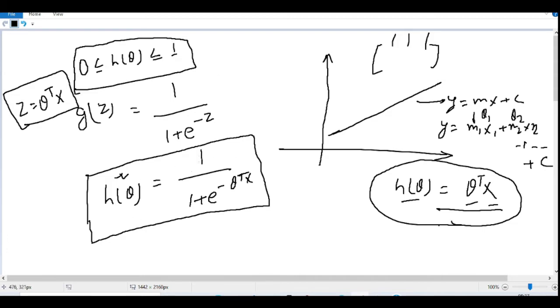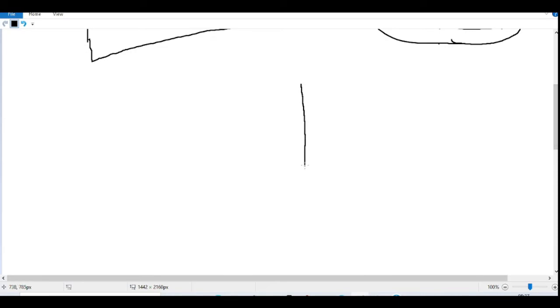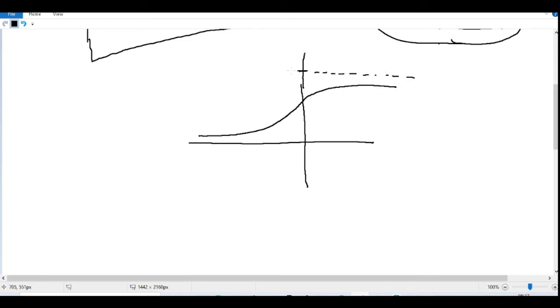So that's the reason we are passing. And if I show you the diagram for the sigmoid function, if you see, it always returns values between 0 and 1. This is 1 and this will be 0. We can set some threshold: when the value predicted by this sigmoid function is greater than 0.5, we say it is a positive example, and if the predicted value is less than 0.5, we say it is a negative example.